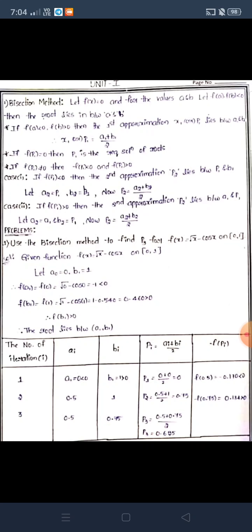Case 1, if f of p1 less than 0, then the second approximation p2 lies between p1 and b1. Let a2 is equal to p1, b2 is equal to b1. Now p2 is equal to a2 plus b2 by 2. Case 2, if f of p1 greater than 0, then the second approximation p2 lies between a1 and p1. Let a2 is equal to a1 and b2 is equal to p1. Now p2 is equal to a2 plus b2 by 2.